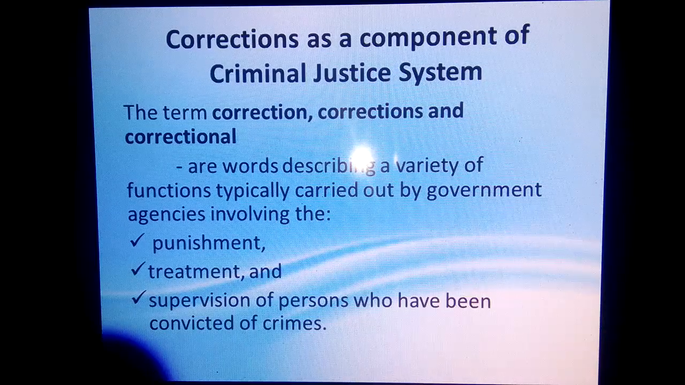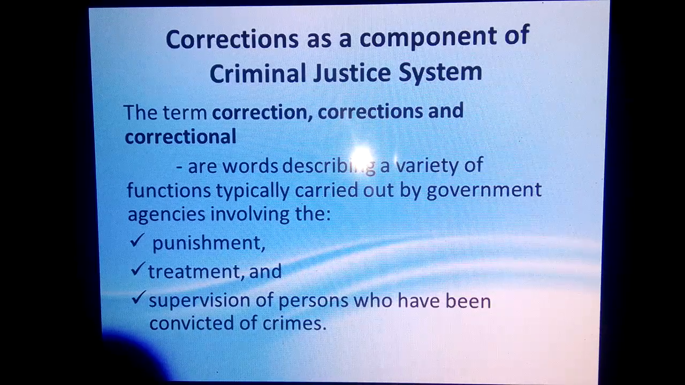By the way, before, those persons who had been convicted by final judgment of the court and put into prison were called prisoners. But in order to avoid the negative notion towards those convicted individuals while serving their sentence inside the correctional facilities, they are now being called persons deprived of liberty.